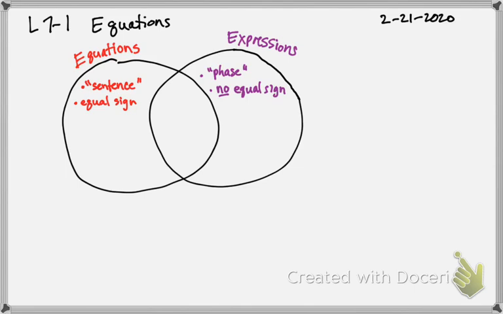And let's see what else. Because we have the equal sign in an equation, we can solve for the unknown value. We can solve for the variable. We have more information that'll allow me to do this. Okay, so this is the unknown.